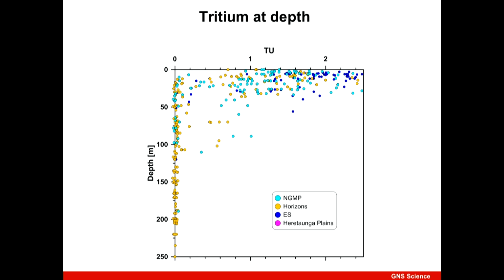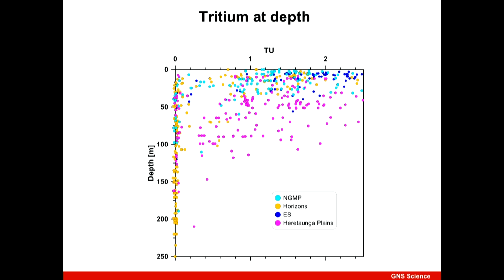If we now look into the Heretaunga Plains data, the gravels here are extremely conductive. The tritium has mixed down at least twice the distance as we normally see in our aquifer systems across New Zealand. This is a very strong indication, not depending on any interpretation or model. Just looking at the raw data, we see that the tritium has moved down to 130 meters. That means these aquifers are extremely conductive.